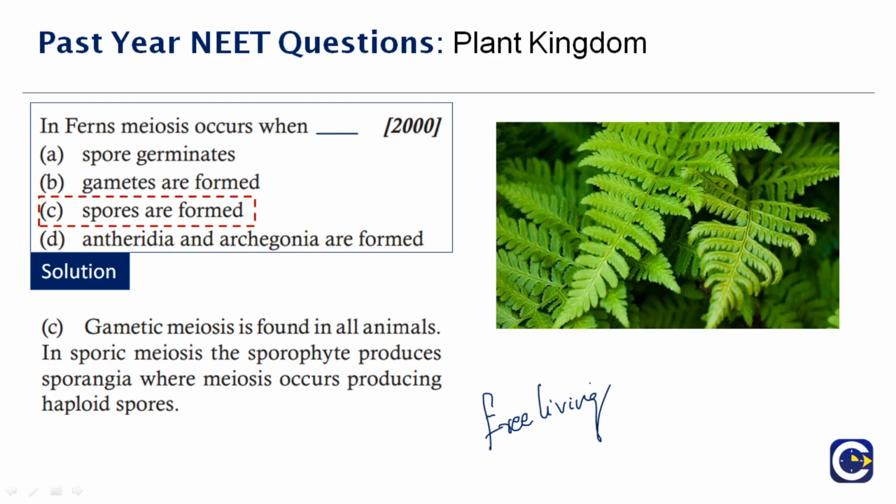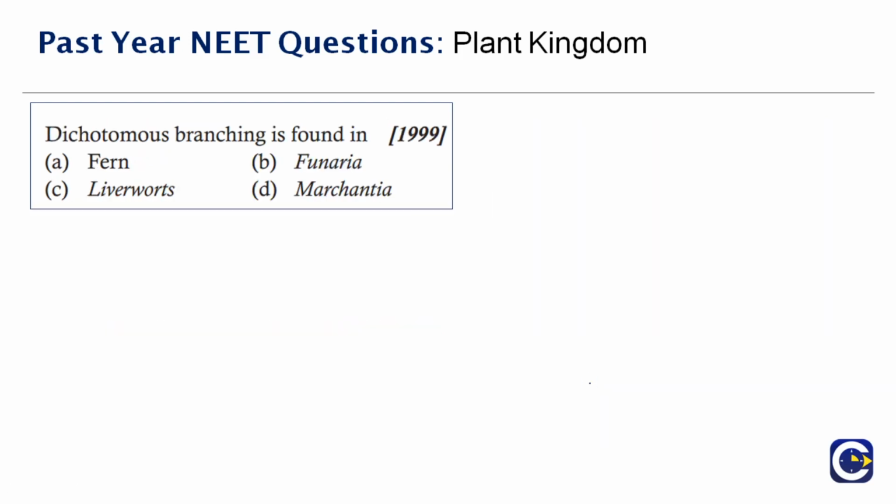Okay, let's move to the next question. This question was asked in the year 1999. Dichotomous branching is found in question mark. So we need to find out which has dichotomous branching. What do you mean by dichots? Any idea? Dichots. Monocots. See, here we are talking about dichotomous branching. So here the correct answer to this question is Marchantia.